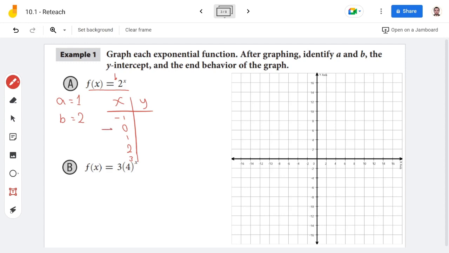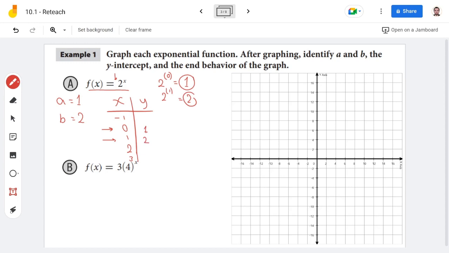Now let's replace the points in the function. Let's start with 0 first. 2 to the power of 0: any number to the power of 0 is equal to 1. 100 to the power of 0, 1000, 5, 6, 7 to the power of 0 is still 1. Any number to the power of 0 is always 1. Keep it in your mind. Don't forget. So 2 to the power of 0 equals 1. Now let's replace 1. So 2 to the power of 1 equals 2.